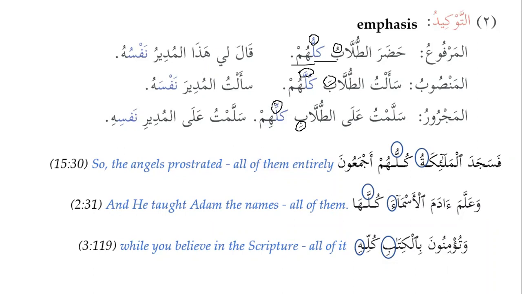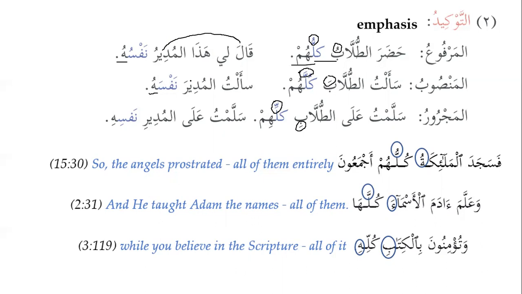One of the words is kullu, and the second one is nafsun. Nafsun is also used as mudaf, mudaf ilayh most of the time, so whenever you see it, it will be connected to an attached pronoun. Qala li hadha al-mudiru nafsuhu. Qala li, he told me. Who told me? The noun with dhamma means it will be the doer. So this manager told me, nafsuhu, himself. Like no one else gave me this information. It was given to me only by the manager himself.